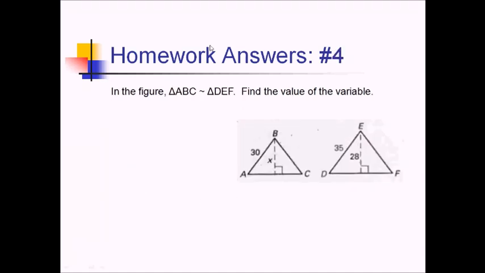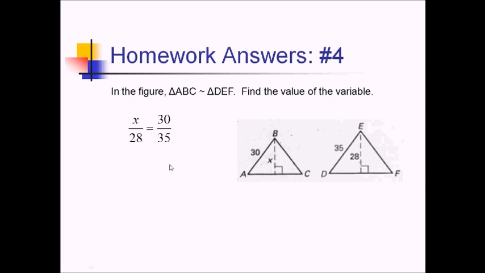For number 4, we're given these two similar triangles, and we need to find the value of x. So because the triangles are similar, all of their length measurements are similar, including these altitudes. They will also be in proportion. So we'll set up a proportion. We can say that x over 28 is the same ratio as 30 over 35.